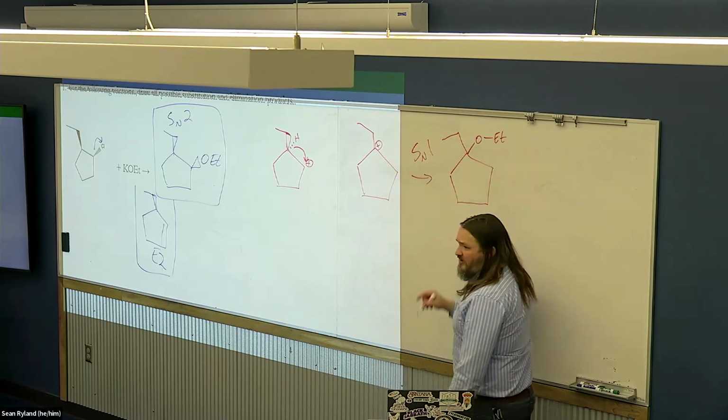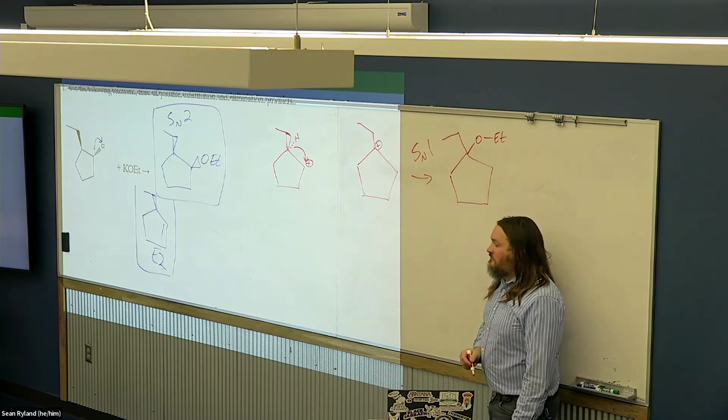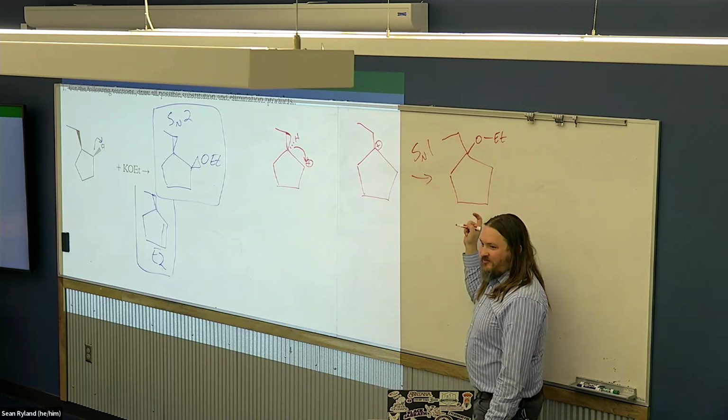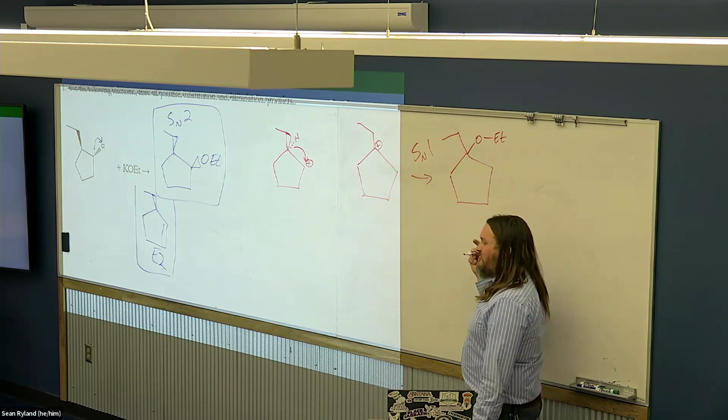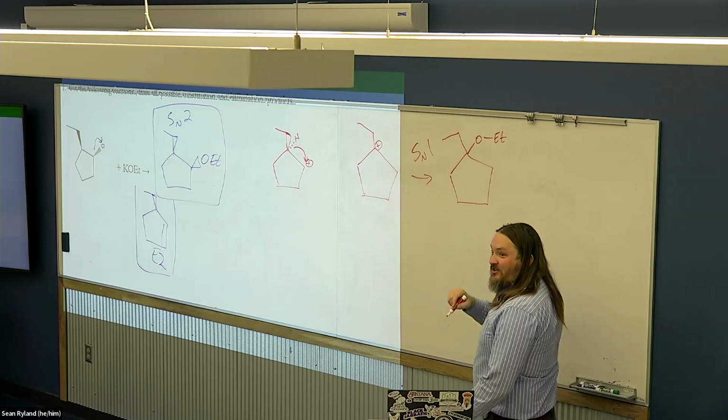And do we need to do an R plus S here? Normally, yes, but because both directions around the ring are symmetrical, there's no point.